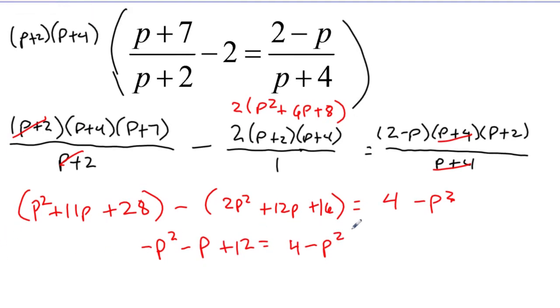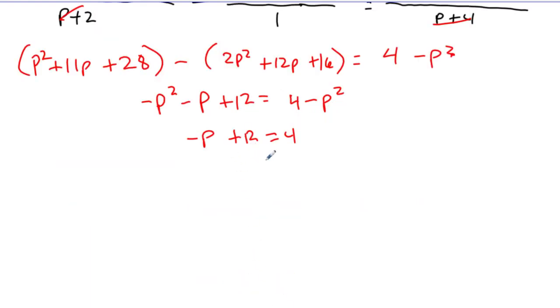So let's get my p squareds together. I'm going to add this p squared over. And if you notice, when I do plus p squared on the left, that goes away. But then I'm also going to do it over here, and it's going to go away. So now here's where I'm at. Negative p plus 12 equals 4. All right, that's more progress. Let's subtract the 12 over. Negative p equals negative 8. And now when I divide both sides by negative 1, I get the final solution that p is equal to 8.